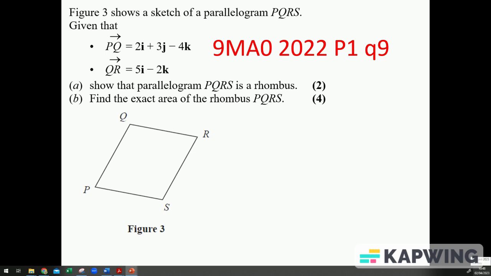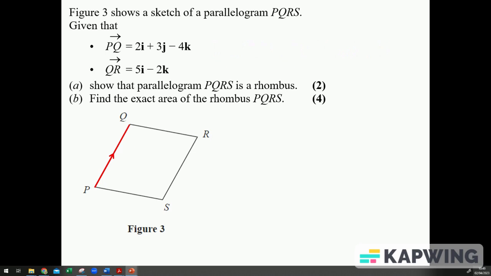Right, on the vectors question, 2022, paper 1, question 9. So we've got a parallelogram, and it gives you the two vectors from P to Q and from Q to R. P to Q is (2, 3, -4). I like column vectors personally, just a personal preference. Q to R is (5, 0, -2). There's no j component there.